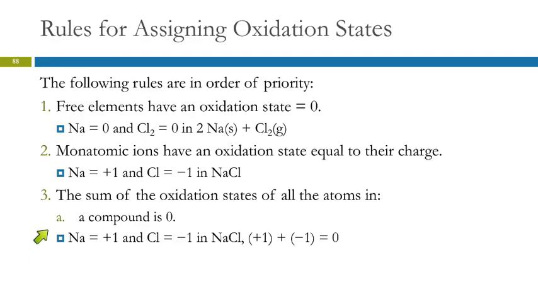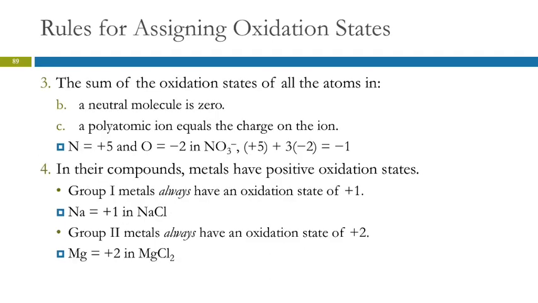The sum of the oxidation states of atoms in a compound is 0, just like the sum of charges in a compound is 0. The sum of the oxidation states has to be 0. If you have a neutral molecule, I don't know why they separate that out. That's a compound. It's going to add up to zero. If you have a polyatomic ion, such as nitrate ion, overall this has a negative one charge. So the oxidation numbers for the atoms in that thing have to add up to negative one.